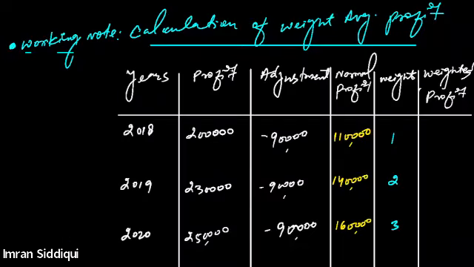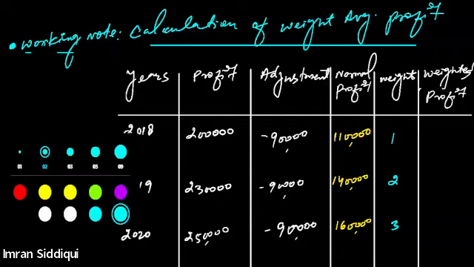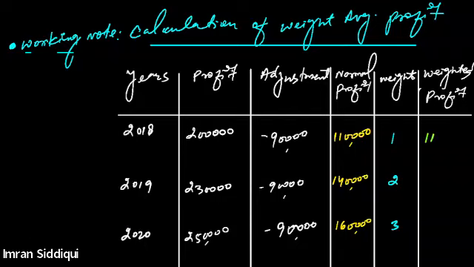Is that clear, everyone? Yes, sir. Okay, multiplying 1,10,000 with 1, we will get 1,10,000. Then 2,80,000. And then 4,80,000. Is that clear, everybody?